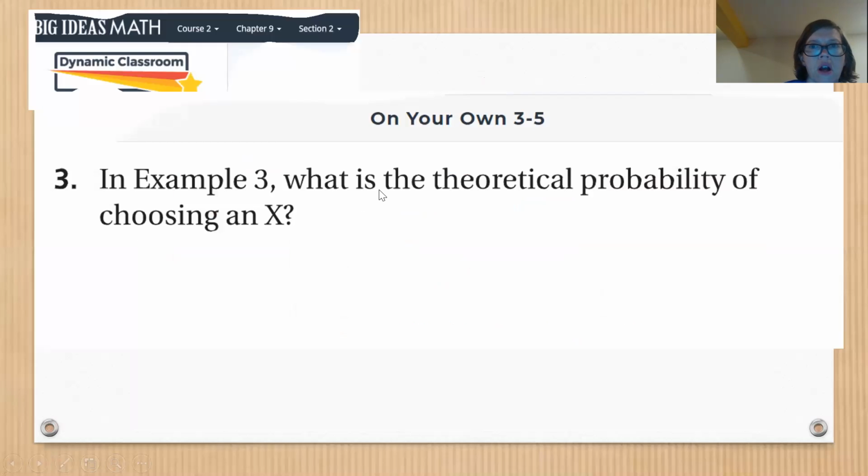Let me go ahead and write that down so we don't forget. We are finding the theoretical probability of choosing an X. That would be equal to 1/7, because there was only one X, and the 7 was the total number. So this is your favorable.